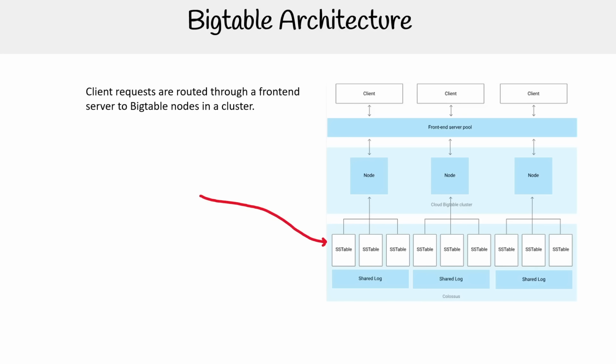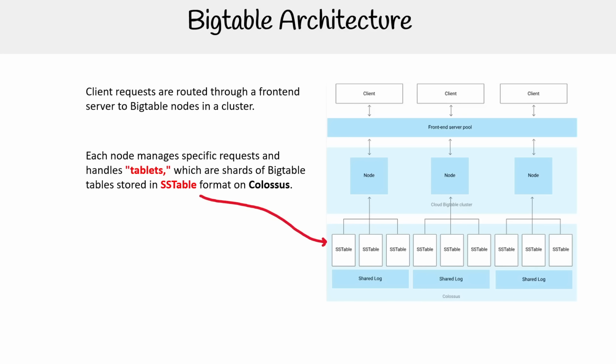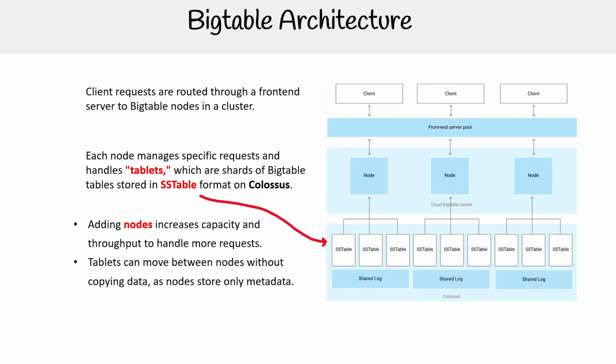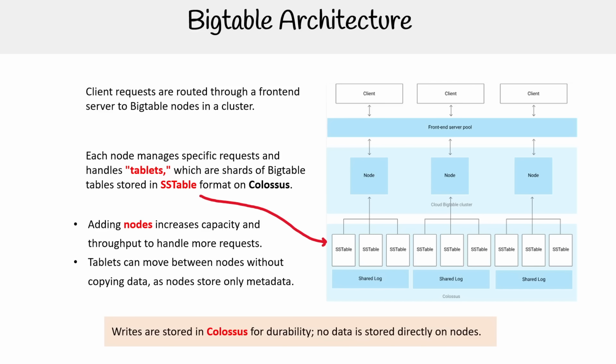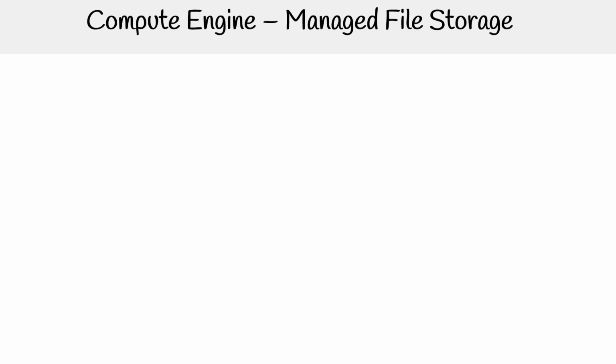In terms of its architecture, clients' requests are routed through a front-end server to a Bigtable node cluster, and each node manages specific requests and handles tablets, which are shards of Bigtable tables stored in SSTable format on Colossus. Adding nodes increases capacity and throughput to handle more requests. Tablets can move between nodes without copying data, as nodes store only metadata. Writes are stored in Colossus for durability. No data is stored directly on nodes.